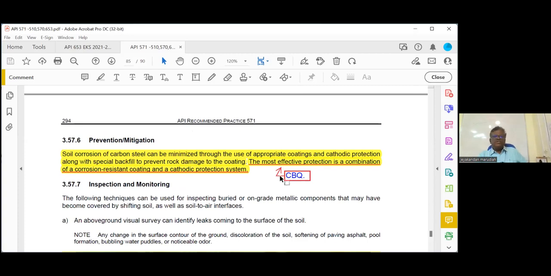This is very important. The most effective protection is a combination of corrosion resistant coating and cathodic protection system. That is important. So the most effective protection is a combination. You have to go for a coating and cathodic protection.